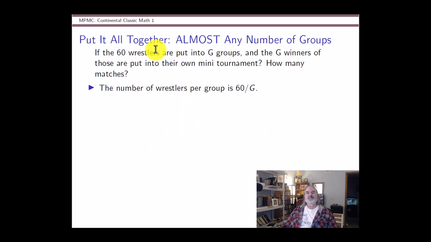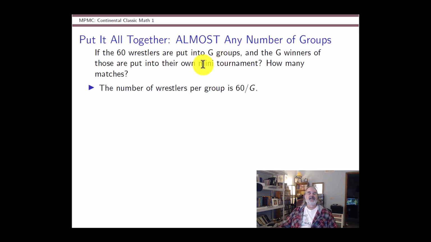Okay, so let's put this all together. I'm going to say any number of groups, but there's an asterisk on that because we're only going to think about factors of 60 for this experiment. Well, if we take 60 wrestlers and divide them into G groups, the number of wrestlers per group is 60 over G, right? Take 60 wrestlers, divide them into 4 groups. That's 60 over 4, 15 wrestlers per group, okay?